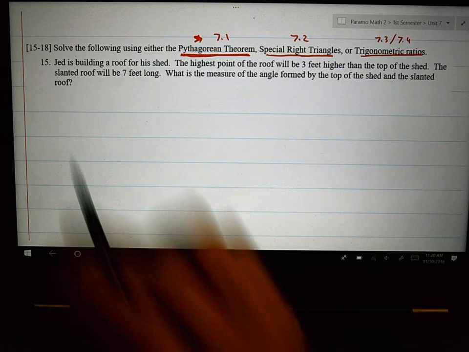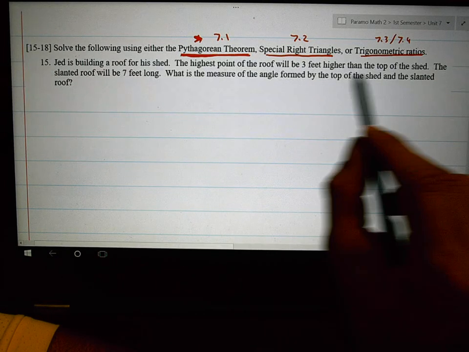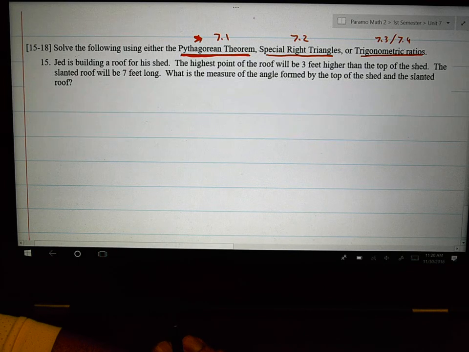Number 15. Jed is building a roof for his shed. The highest point of the roof will be 3 feet higher than the top of the shed. The slanted roof will be 7 feet long. What's the measure of the angle formed by the top of the shed and the slanted roof?